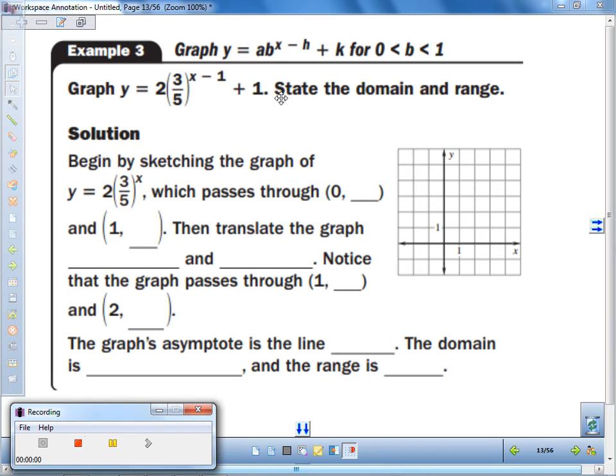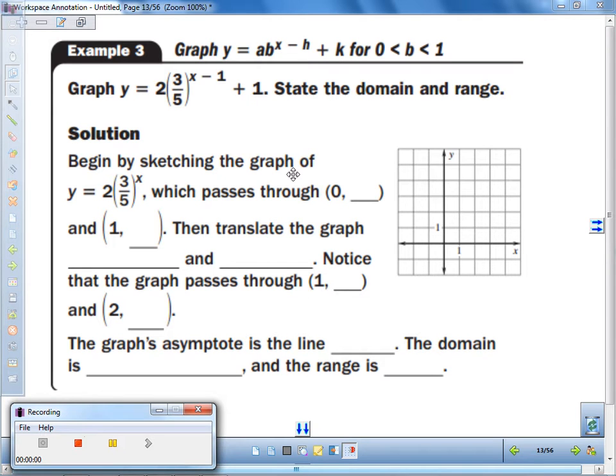Alright, here we're graphing y is equal to 2 (3/5)^(x-1) + 1, and then we're going to state the domain and range. First, we're going to get points. We'll get the points from 2 (3/5)^x, so basically we're going to leave off the -1 and the plus 1.